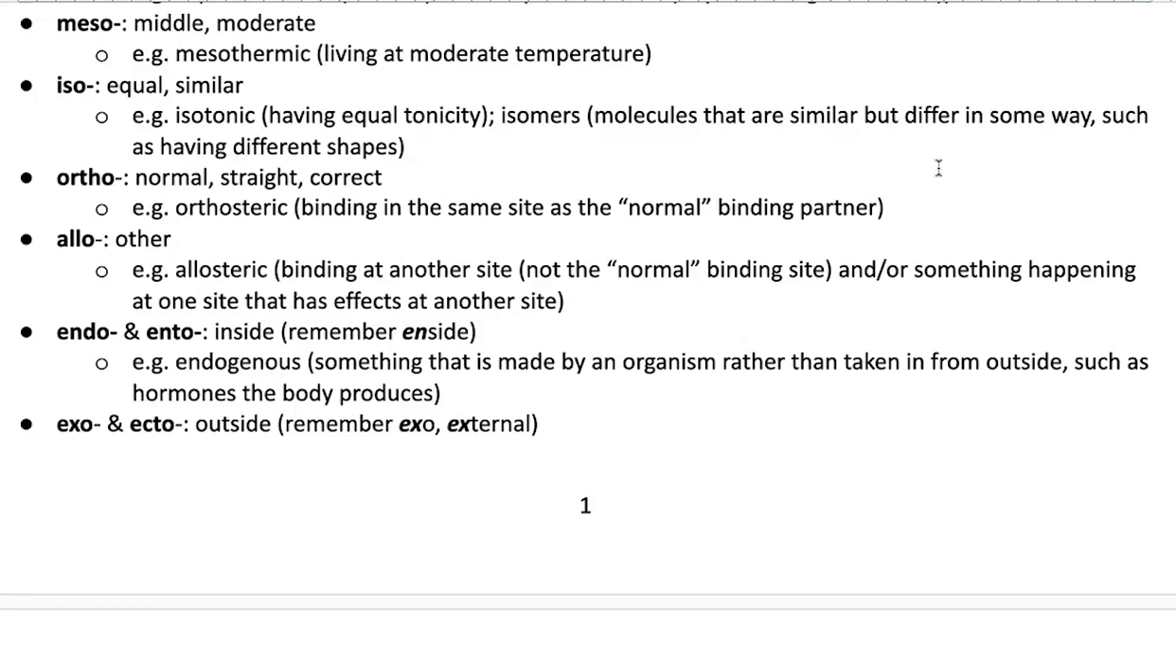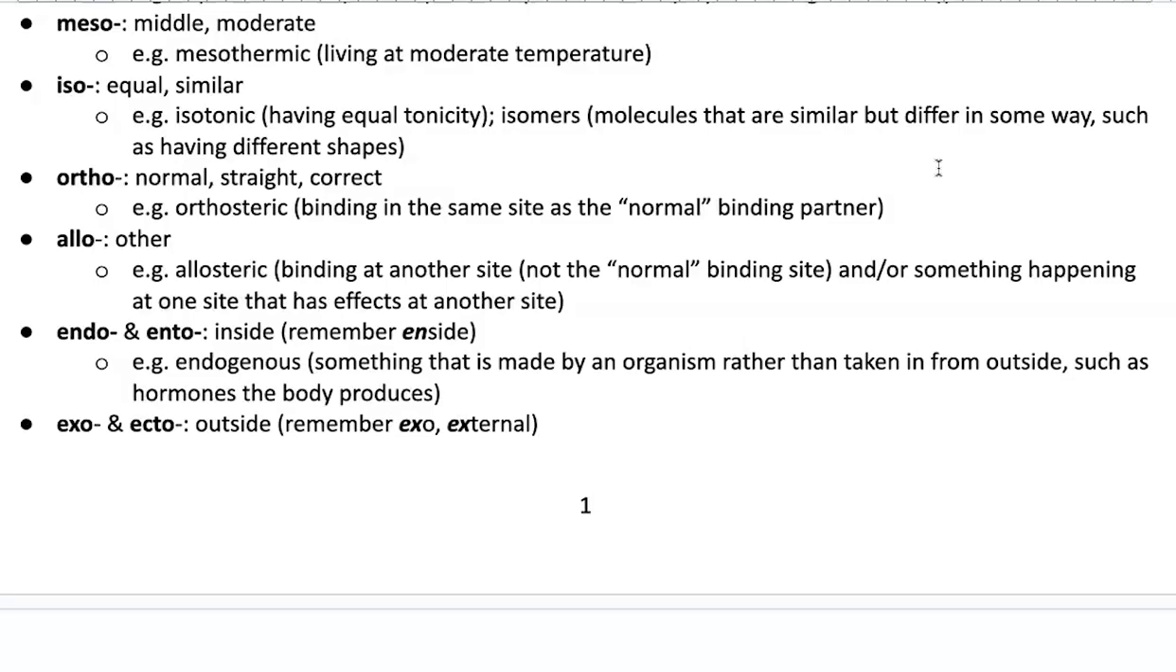Ortho, this means normal, straight, or correct. So you'll see the term orthosteric. This means that something binds in the same place as the normal binding partner. And this is as opposed to allo, which means other. If we're thinking about an enzyme, say, it has a site where its substrate, the thing that it normally binds and modifies, binds, the active site. If something else binds there, that would be orthosteric binding. It would be binding to the same place as that normal binding partner.